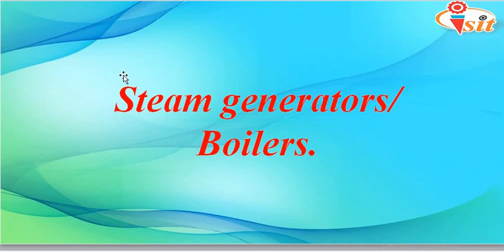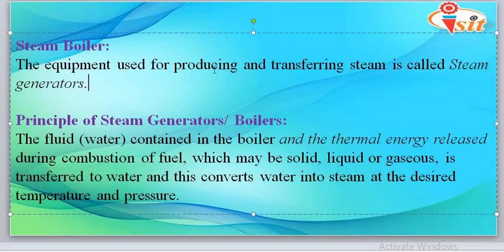Now we will go with the next point, that is classification of steam generators. The steam boiler is the equipment which is used for producing and transferring steam. Principle of steam boiler: the fluid water contained in the boiler and the thermal energy released by the combustion of fuel, which may be either solid, liquid, or gases, is supplied to the water, and as a result of this, we are having conversion of water into gaseous state, which is called steam, at the desired temperature and pressure. This is the working principle of steam generators.